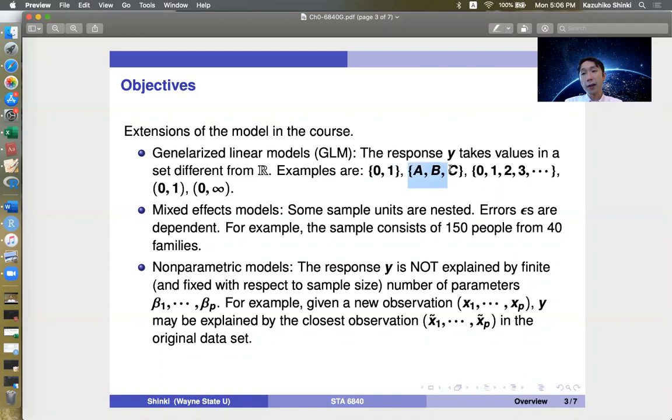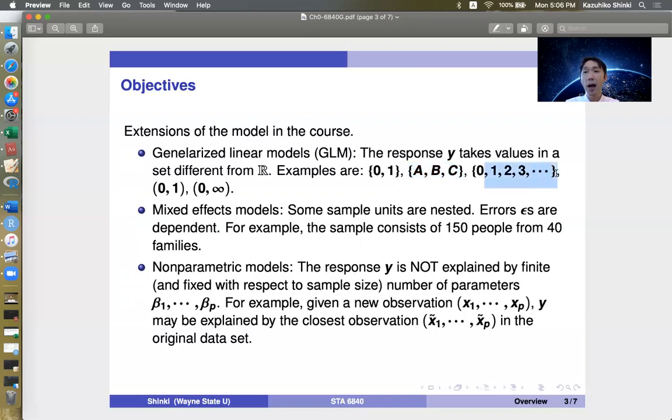Sometimes y is also categorical. So think about character recognition problems. We have A, B, C. We have some features of the characters given by pixels. Then the output should be A or B or C. So this is categorical, and it's different from real numbers.